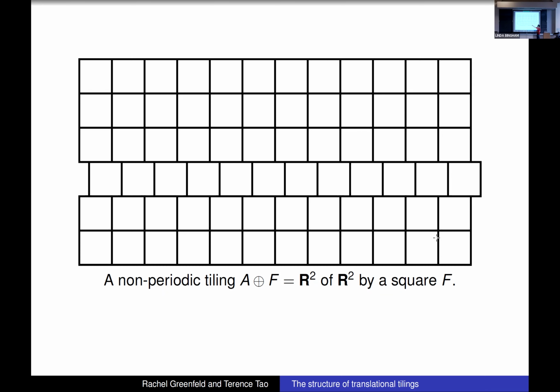This tiling still has one residual degree of periodicity. It's periodic with respect to horizontal shifts, but it no longer has periodicity in the vertical direction. So the group of periodicity, the period group, is not a lattice anymore. The quotient is not compact. So this is only partially periodic. It is not a fully periodic tiling. So this is an example of a non-periodic tiling.